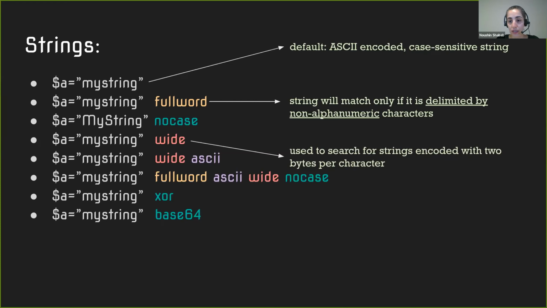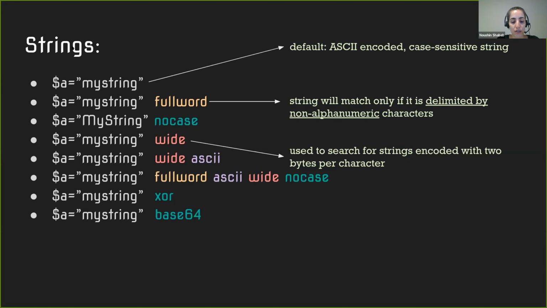Then we have wide. This is also very useful. Wide is used for Unicode strings. As you see here, it is used to search for strings encoded with 2 bytes per character, like Unicode strings. So if you are looking for a Unicode string, my string in a Unicode form, you have to put wide.